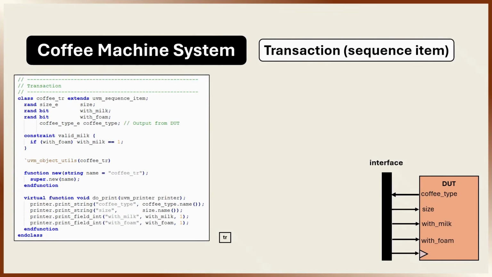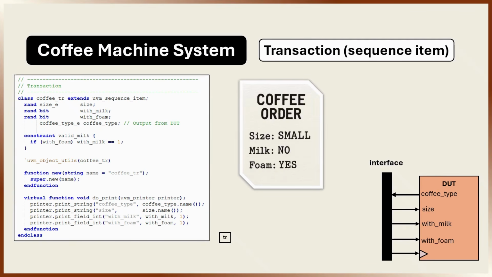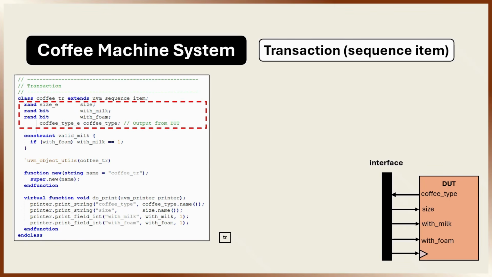The transaction class represents a single coffee order. Whenever we want the test bench to request a drink from the coffee machine, we do it by creating one of these transaction objects. Each transaction contains the fields that describe an order: the size, whether it includes milk, whether it includes foam, and the expected coffee type that we will later compare against the DUT output.